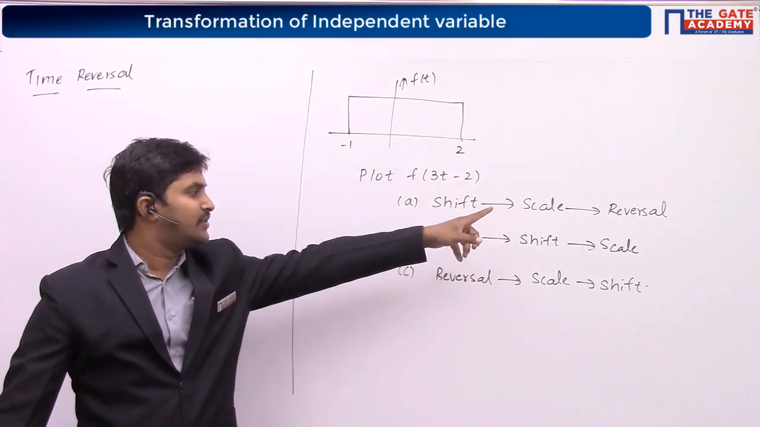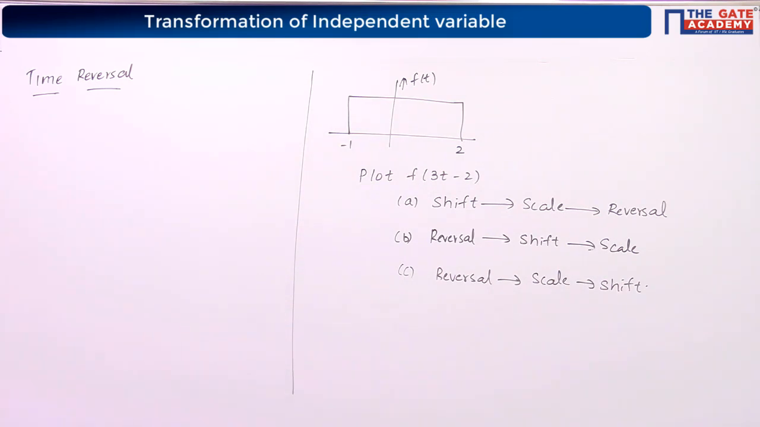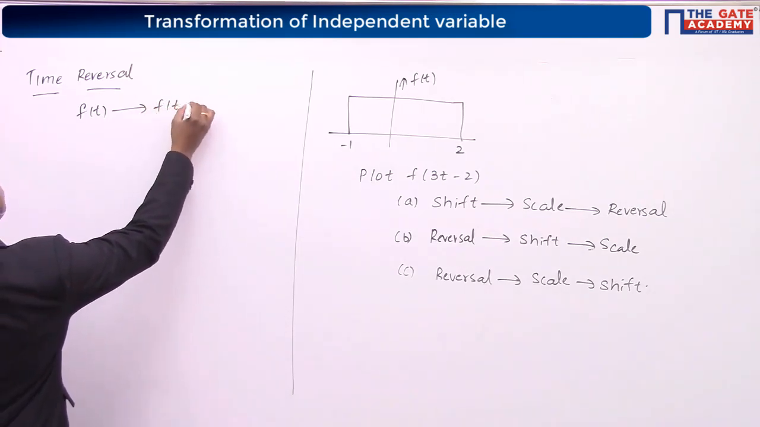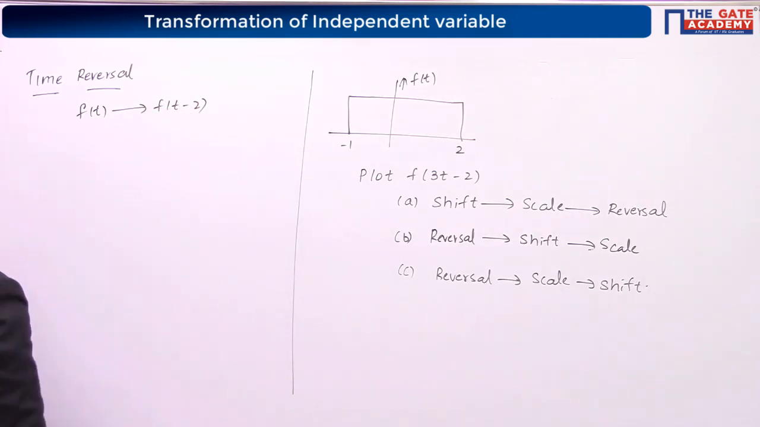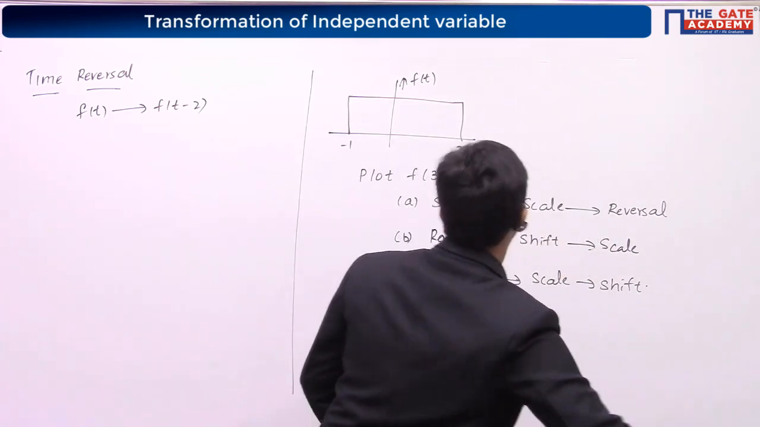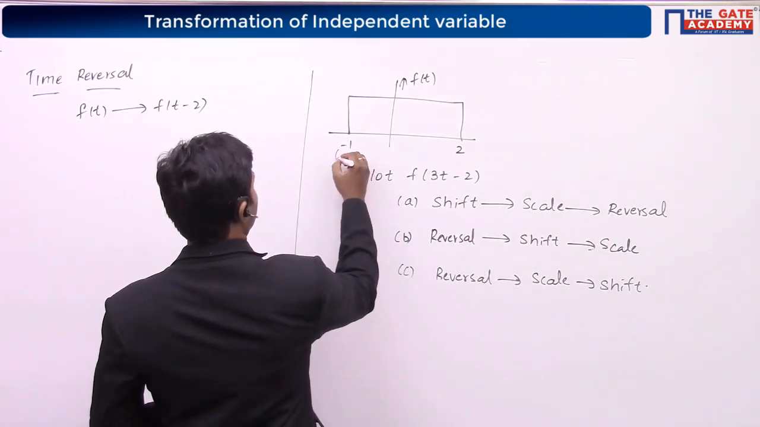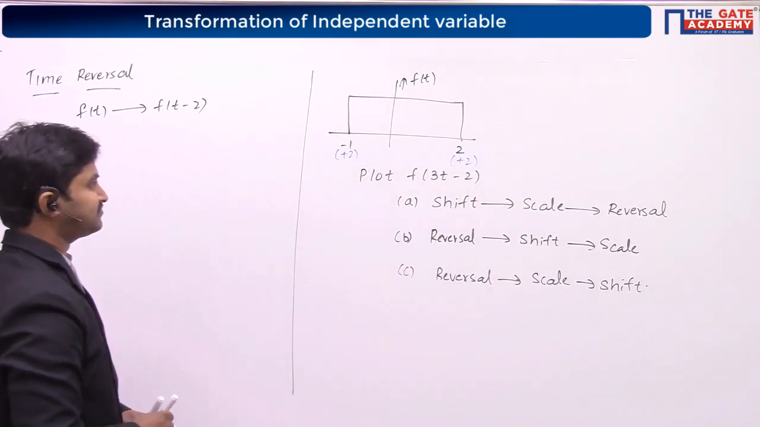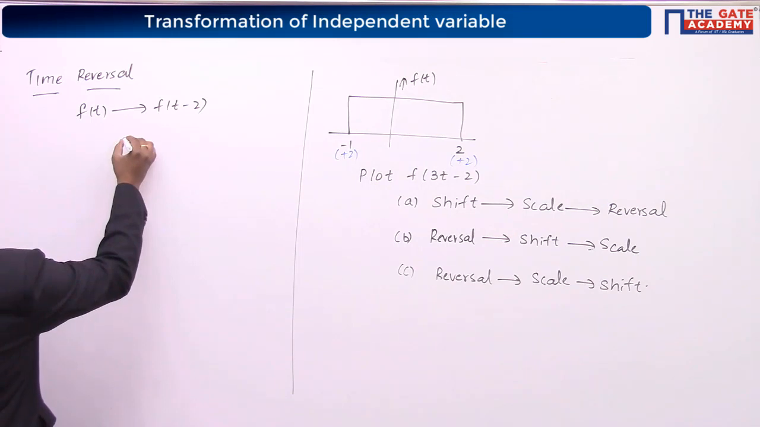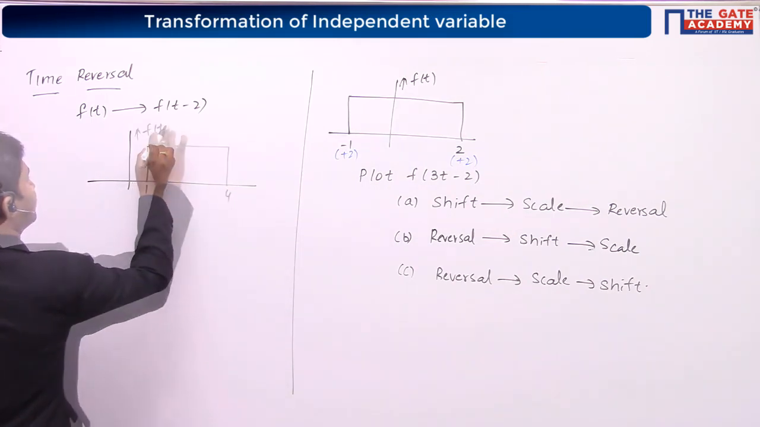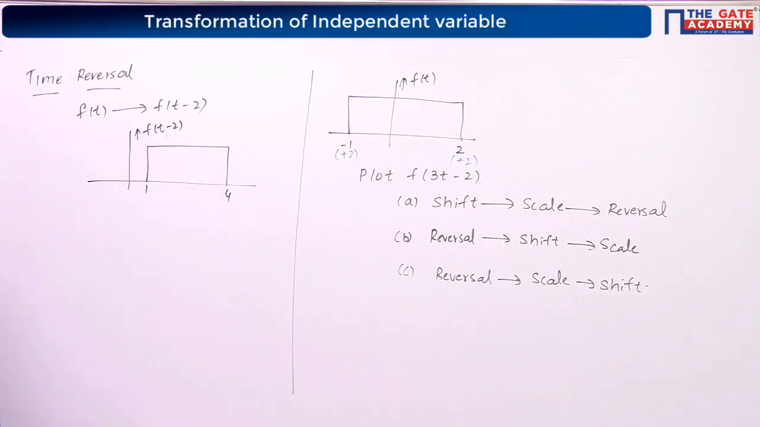I think the first one is very simple. f of t becomes f of t minus 2. Apply the shift of 2 units. So when you apply the shift of 2 units, what happens? Plus 2, plus 2. So it goes from 1 to 4. The signal will be from 1 to 4. This is f of t minus 2.